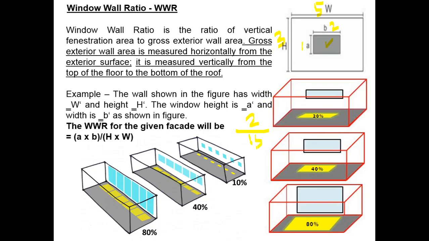So you get almost 13.3, or 0.13. So 0.13 into 100, it is almost 13 percent, 13.3 percent. This window wall ratio is a very interesting ratio, which you must understand is only for one side of the wall.